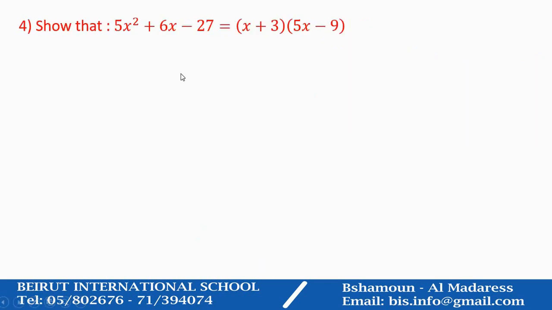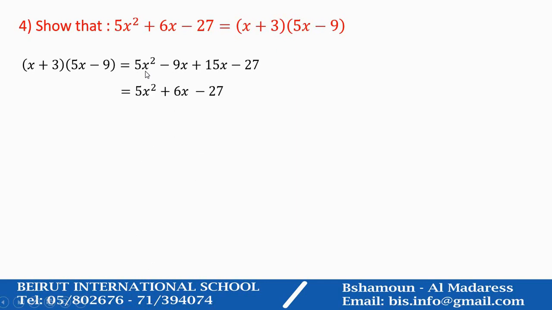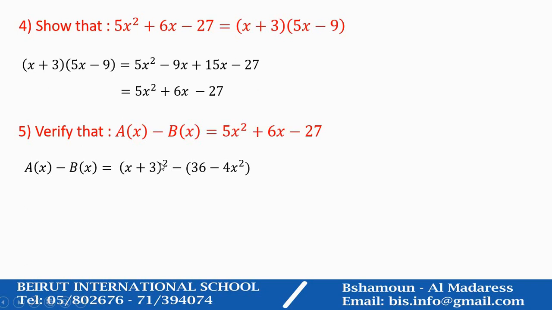Show that 5x squared plus 6x minus 27 equals that form. You can take this form and expand it to get 5x squared plus 6x minus 27. So yes, it's true. Verify that a of x minus b of x equals this form. Take a of x, which is x plus 3 squared, minus b of x, which is 36 minus 4x squared.